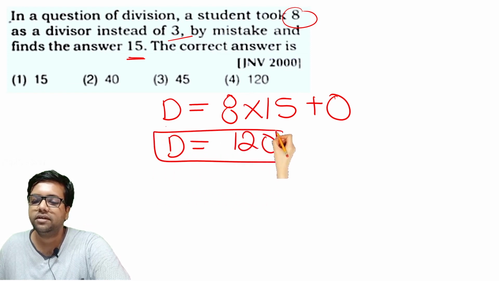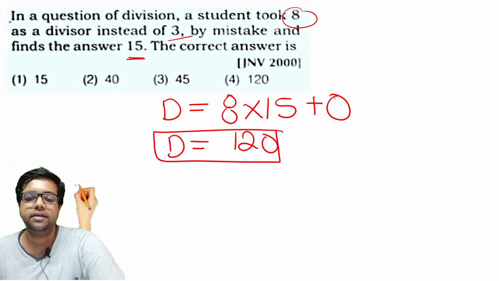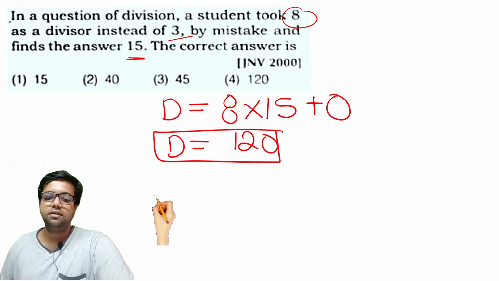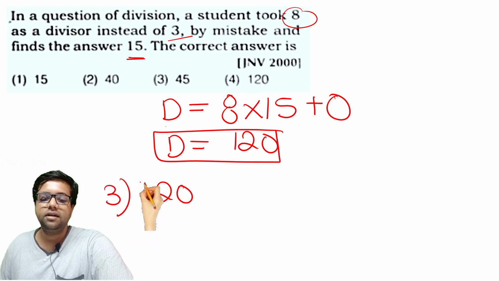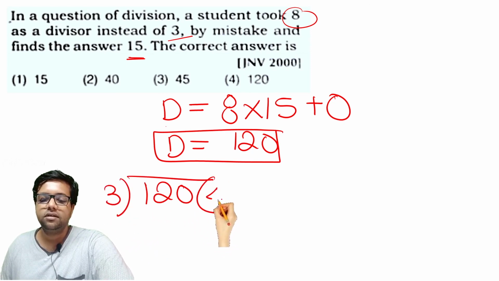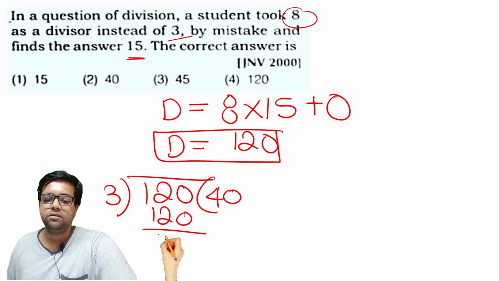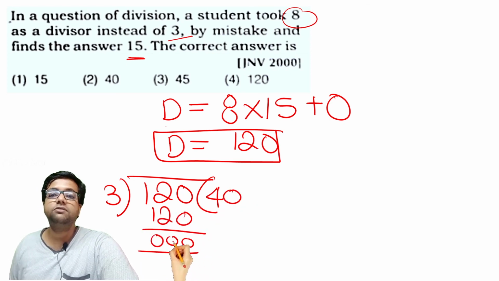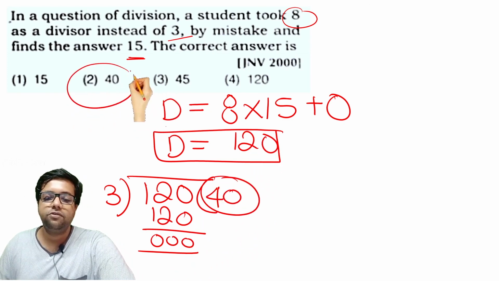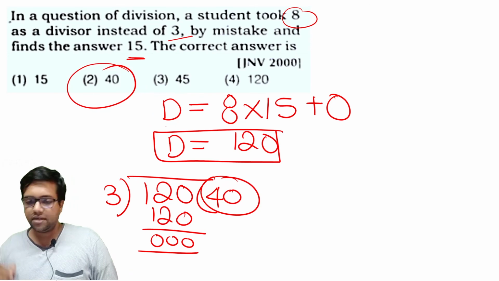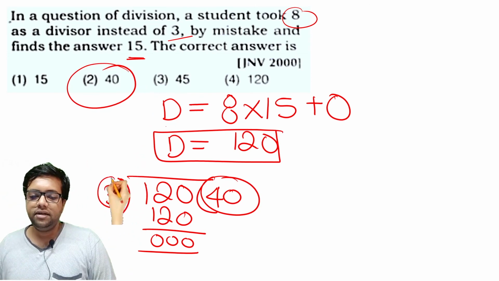Dividend is 120. She was supposed to take the number 3 instead of 8. So we need to correct the answer. Keep this 120, divide it by 3 now. What will you get? 3 4s are 12, and 0 is there. You keep one more 0. You are left with a remainder 0. So 40 should be the right answer after correcting the student by taking the right divisor as 3.